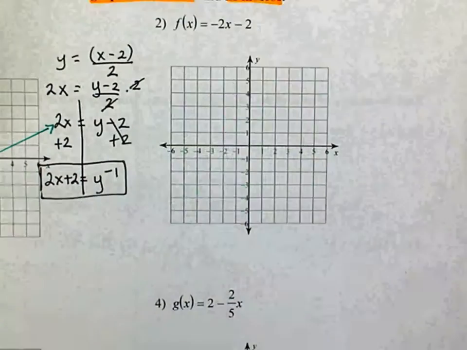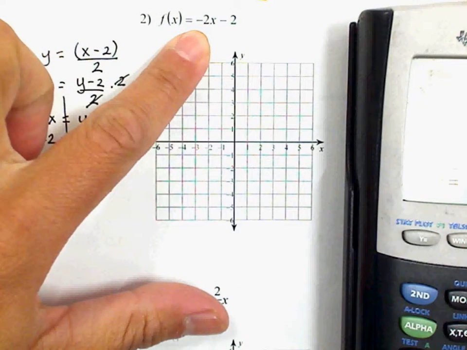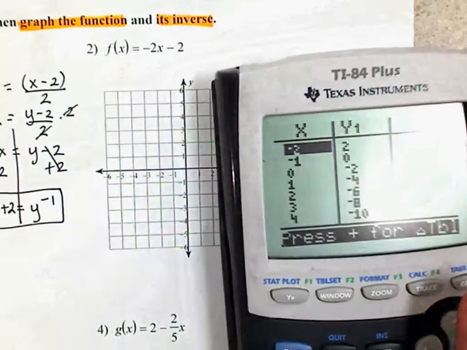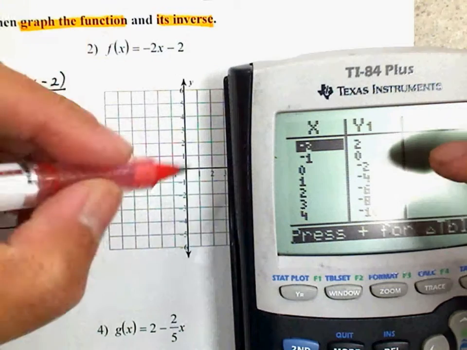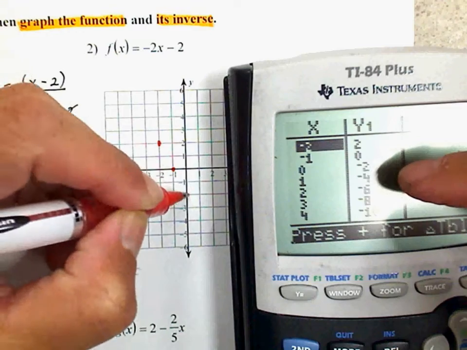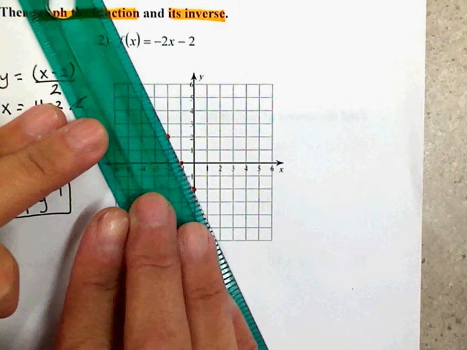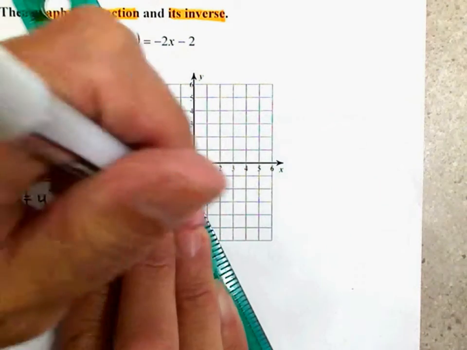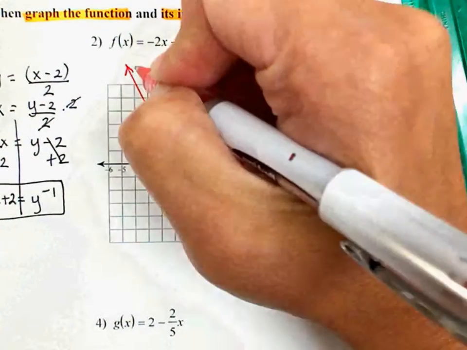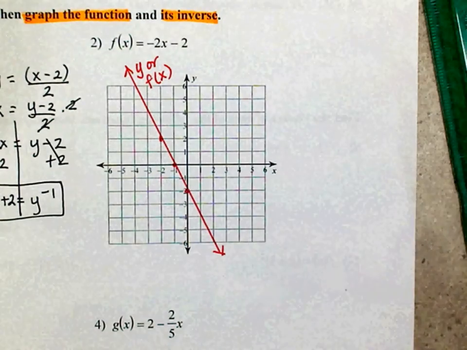Number 2. Graph that one first. Y equal, clear, negative 2x minus 2, second table. Okay. I'm going to pick some points that I can see. Negative 2, 2, negative 1, 0, 0, negative 2. Connect your points. Try to make it with a straight edge as nice as possible. Label that one y or f of x. Either one. I'm okay with that.